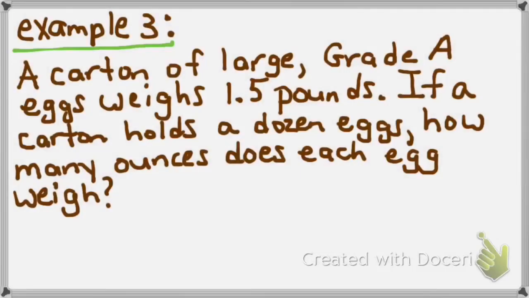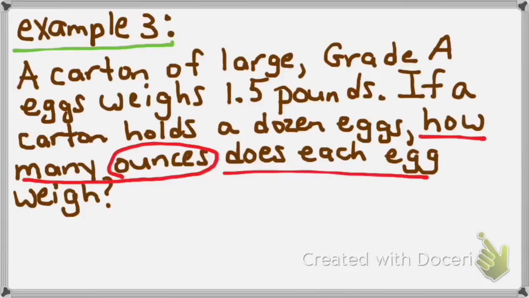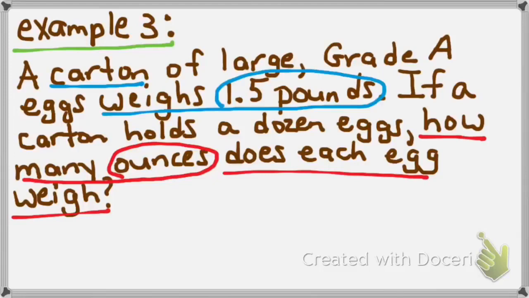So a final example, example number 3 says, a carton of large grade A eggs weighs 1.5 pounds. If a carton holds a dozen eggs, how many ounces does each egg weigh? Well, let's take a look and see what this question is asking us. It's asking us how many ounces does each egg weigh. Let's go and see what we know. We know that a carton weighs 1.5 pounds and the carton holds a dozen eggs. We hopefully know that a dozen equals 12.